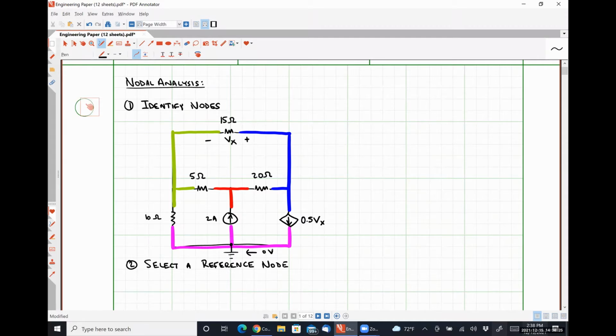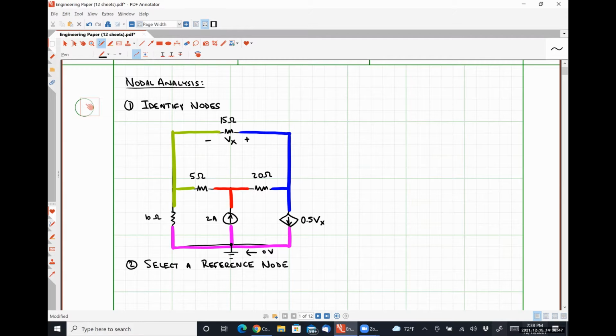So we will designate our reference node by applying the ground symbol at that node. And so this means that there is 0 volts at this node. Okay. Now, it doesn't matter if that's actually true or not. We're just assuming that it is, and we're going to find out everything else with that as our reference. So everything else will be calculated with respect to that one being 0.